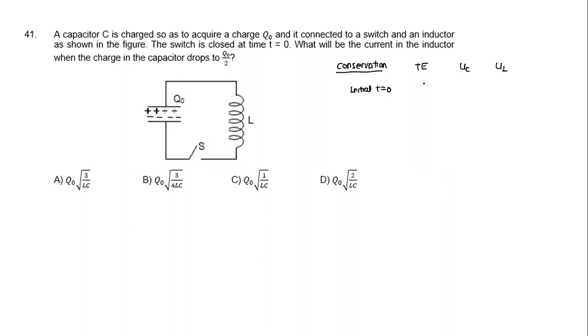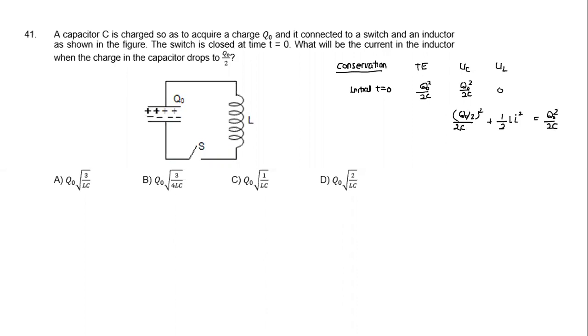Initially at t is equal to 0, what is the total energy? Q naught square by 2C, and that is in the capacitor. The inductor energy is 0. What we have to find is the current when the charge drops to Q naught by 2. So what is the energy stored here? Q naught by 2 whole square by 2C, plus what is the energy here? One by 2 L i square. That has to be equal to Q naught square by 2C.